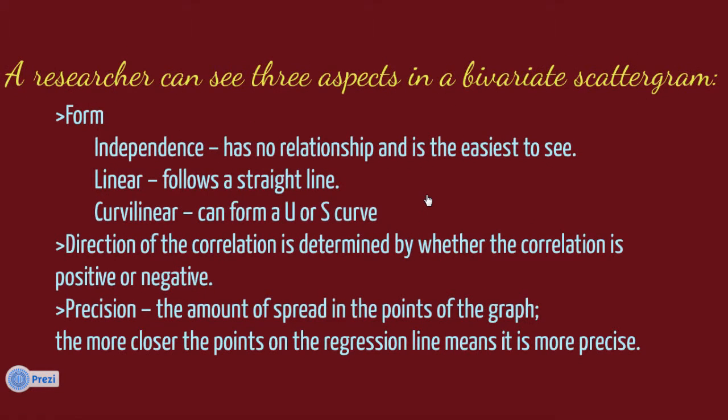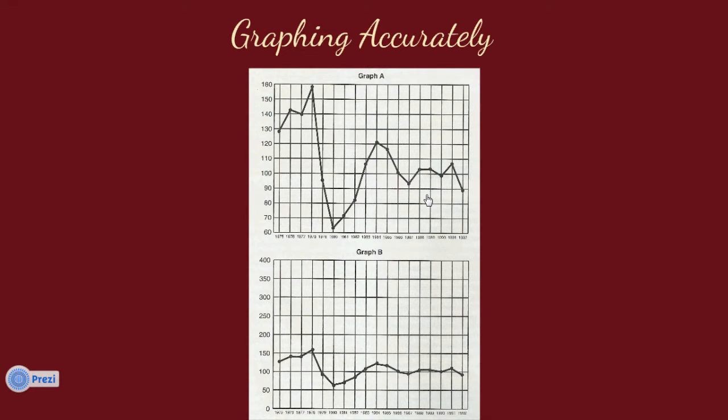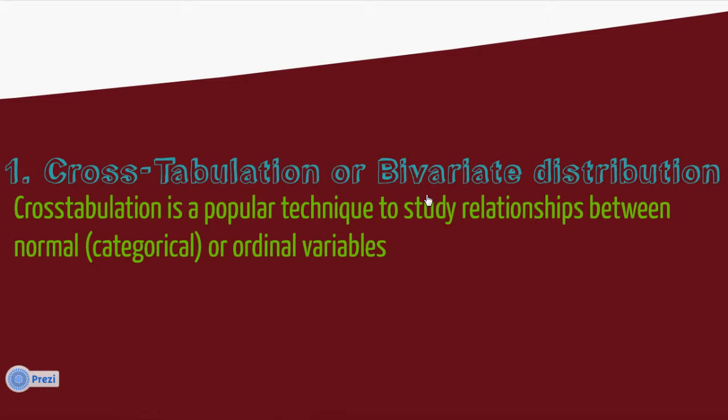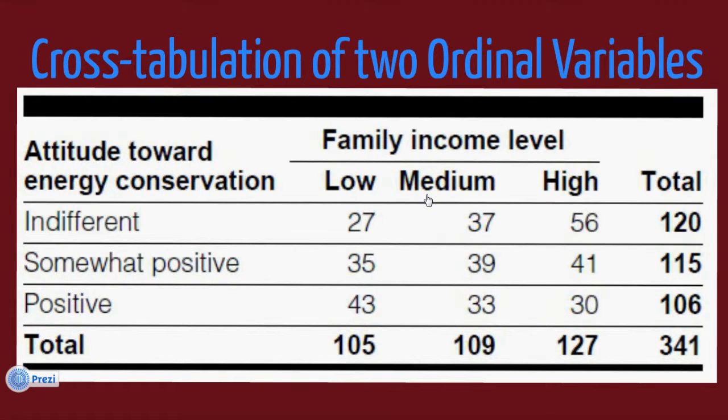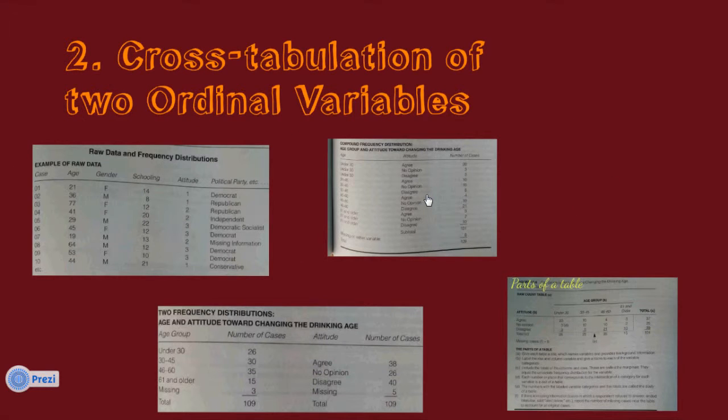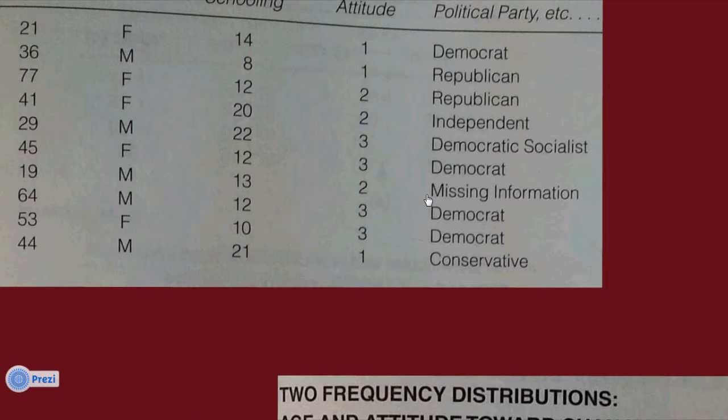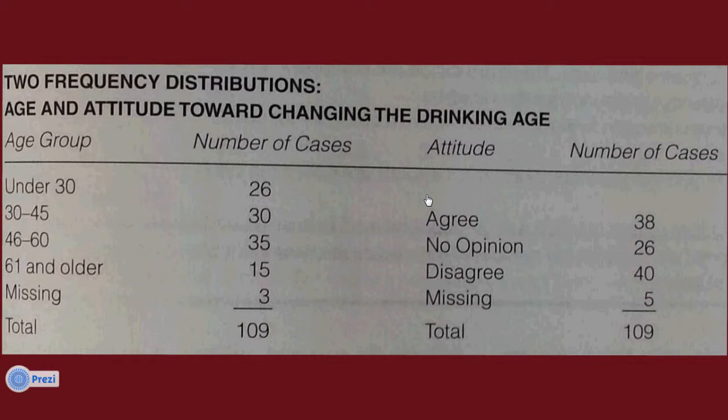A researcher can see three aspects in a bivariate scattergram: the form, the direction of the correlation, and the precision. Cross-tabulation or bivariate distribution is a technique to study relationships between nominal or ordinal variables. This is an example of a cross-tabulation of two nominal variables and a cross-tabulation of two ordinal variables. We can also use compound frequency distributions. As you can see here is a list of the complete parts of a table.